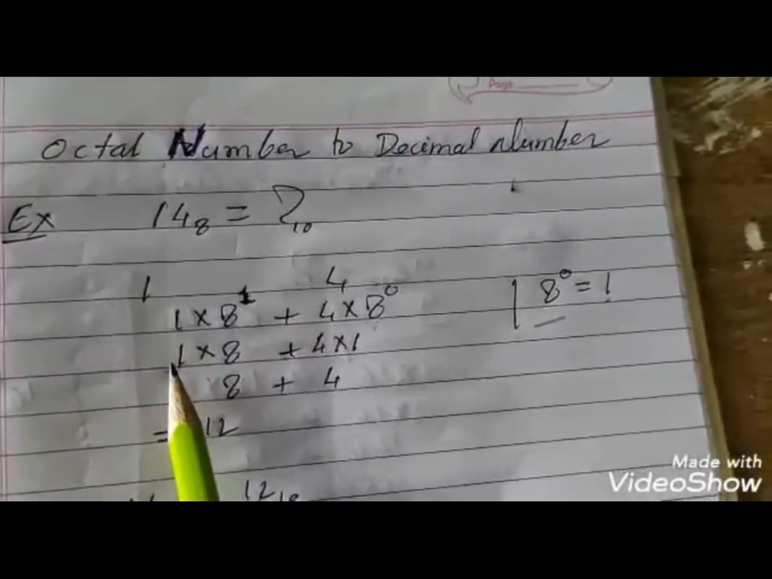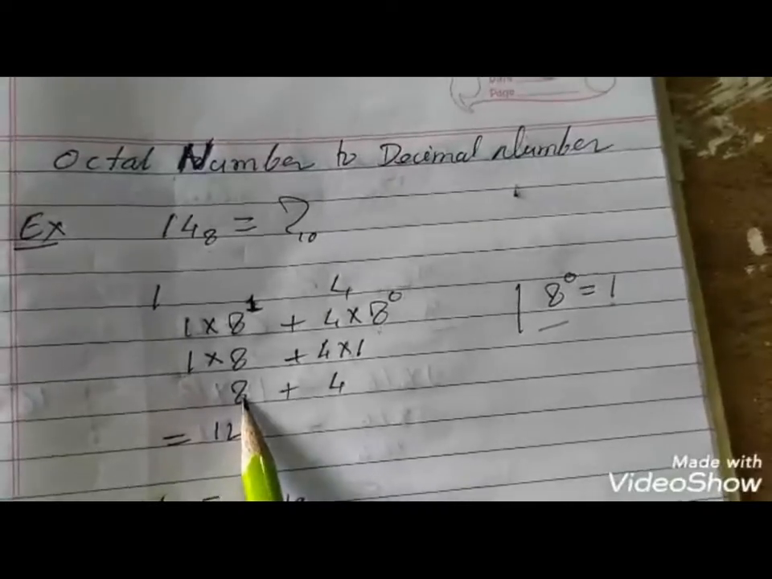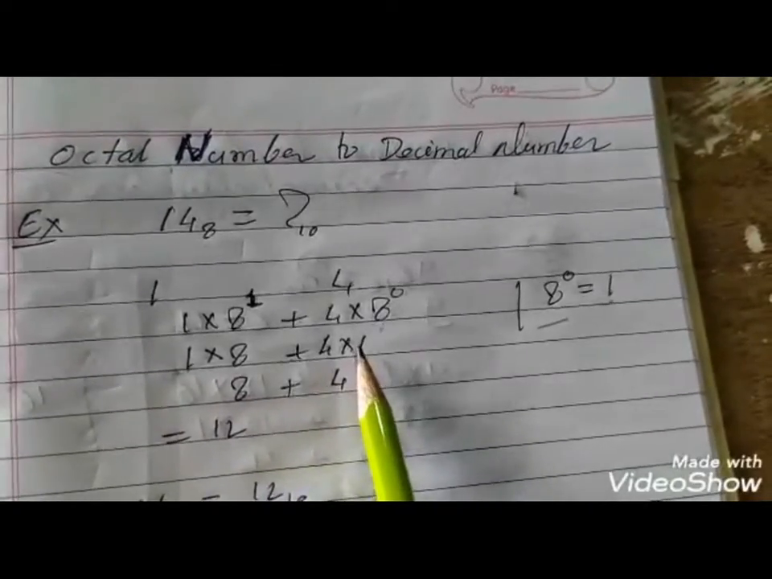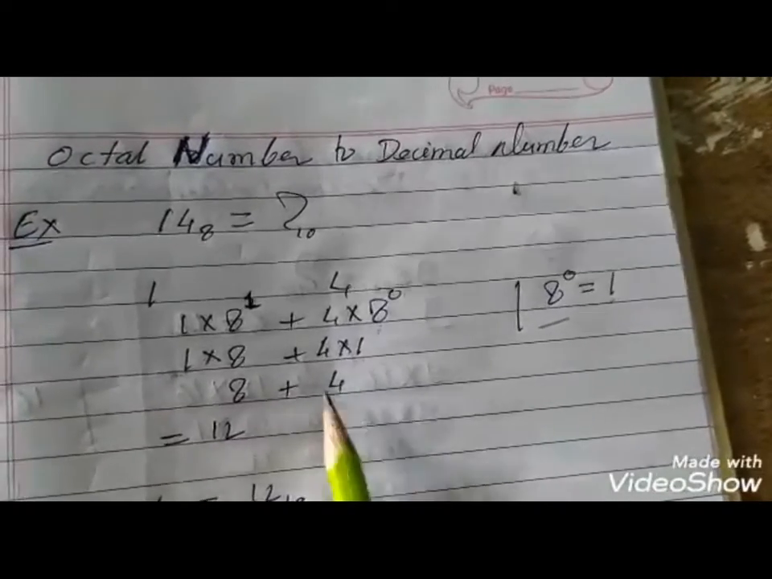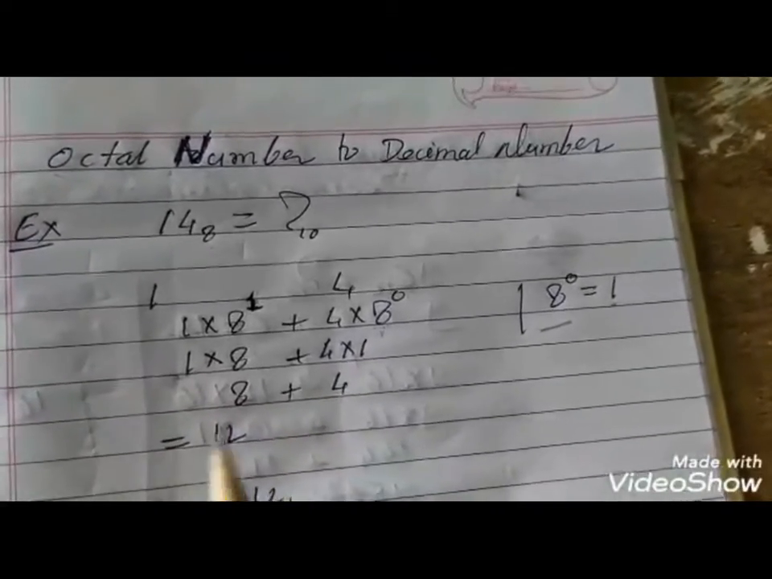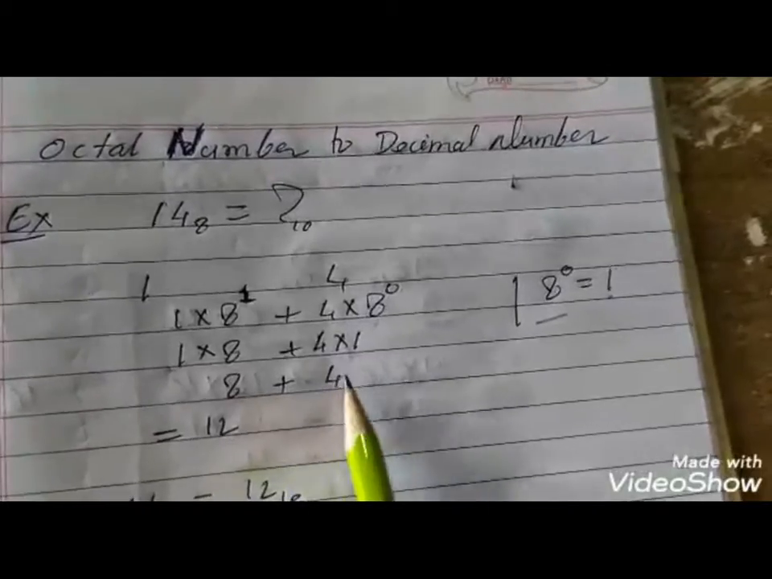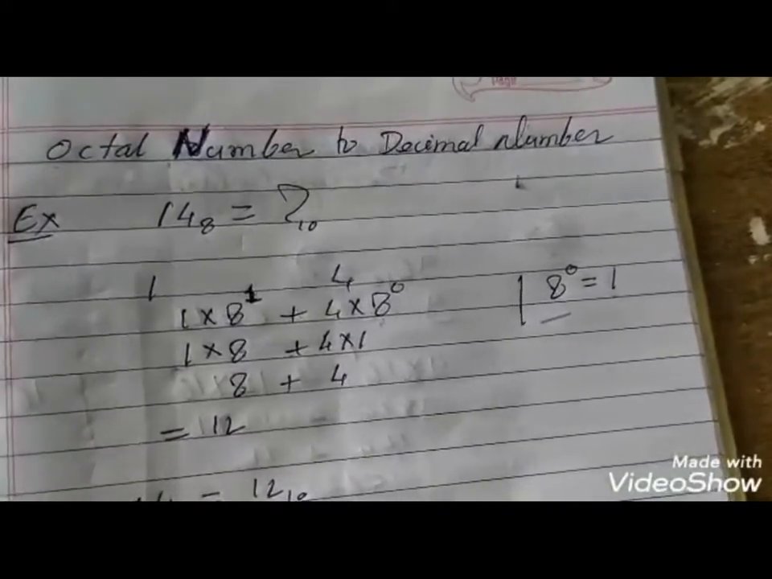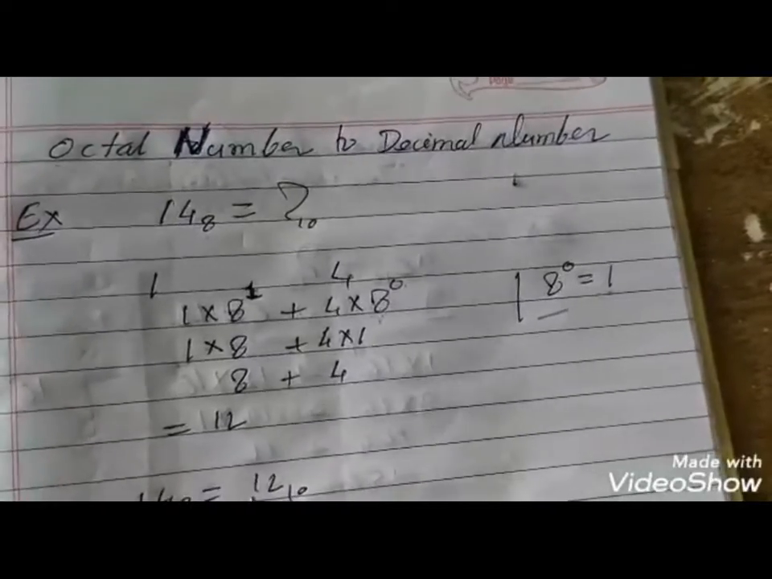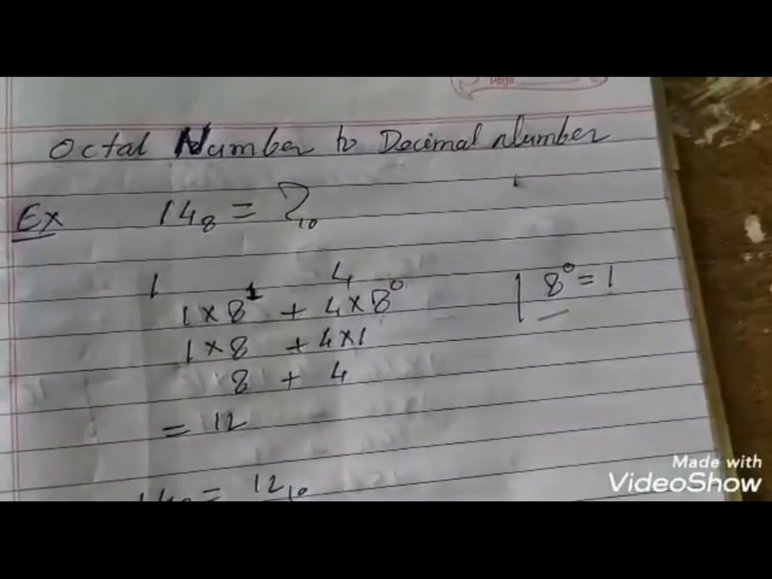Now next step is 1 times 8 plus 4 times 1, that is 8 plus 4. Add all numbers. 8 plus 4 is 12. So 14 base 8 is equivalent to 12 as a decimal.